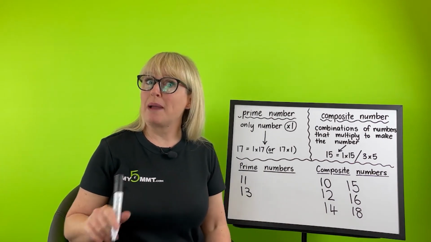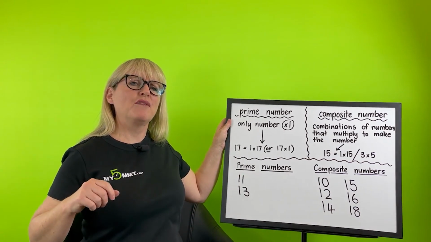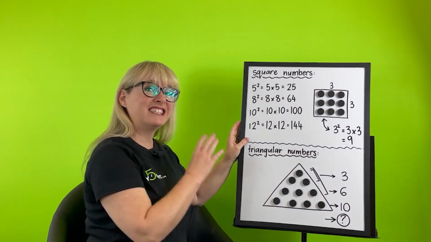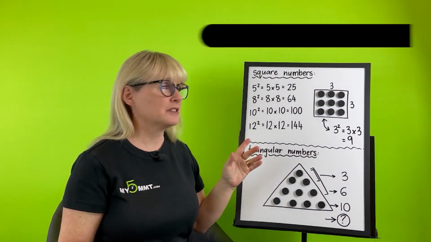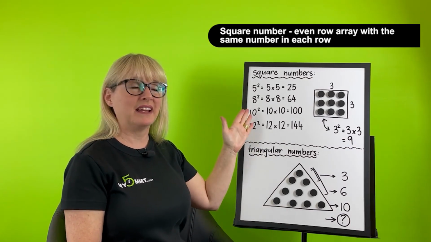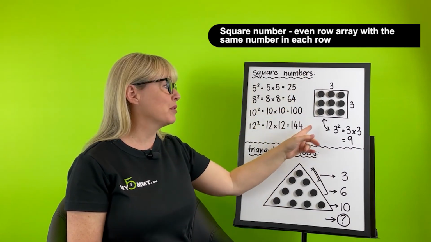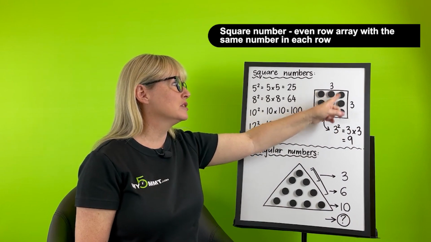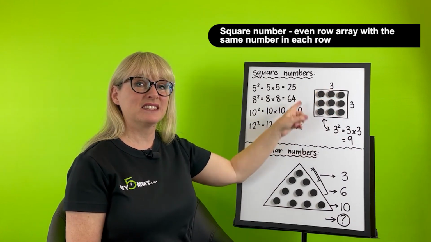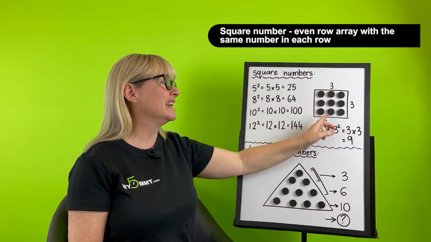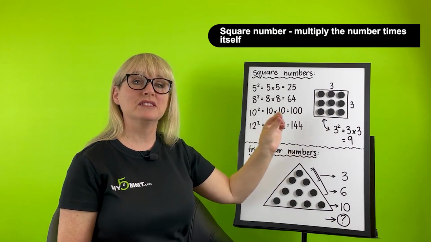So explore prime versus composite, thinking of what the characteristics are for each of those groups. But we can also classify and think about number properties of square and triangular numbers, and you can see visual representations of each. A square number looks like a square. It's got even rows with the same number in each row. So for example, 3 squared is 3 rows of 3. It creates a square, an array of dots that makes a square. And we would say 3 squared is 3 rows of 3. It's the number times itself.